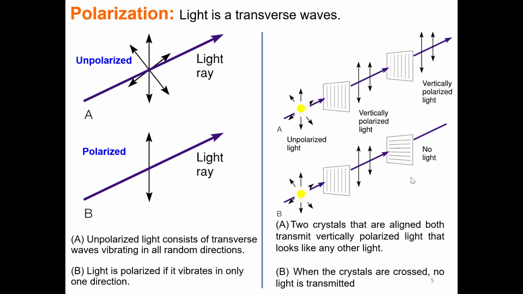What happened in the 1800s is that this phenomenon could not be explained by the particle model of light, nor by the wave model if light was considered a longitudinal wave. The only way this phenomenon can be explained is if light is considered a transverse wave. This experiment helped us understand that light is a transverse wave, not a longitudinal wave.